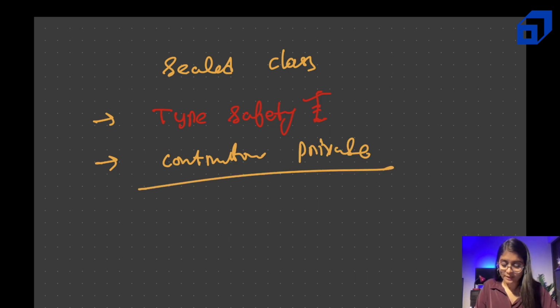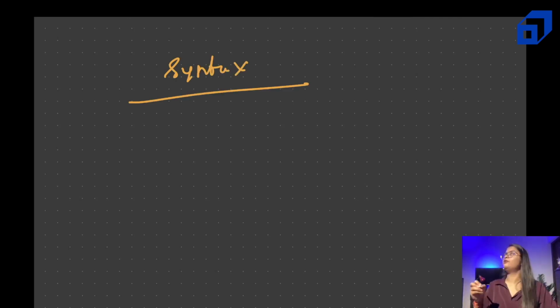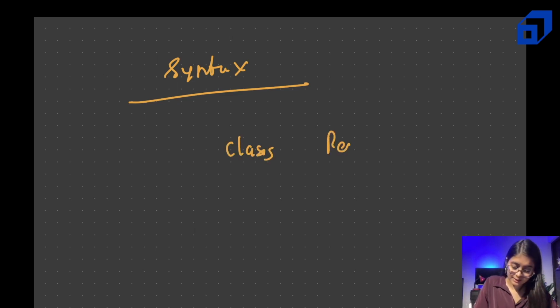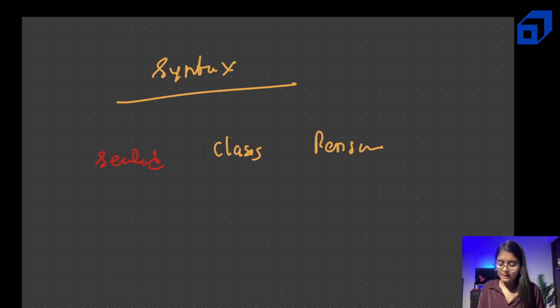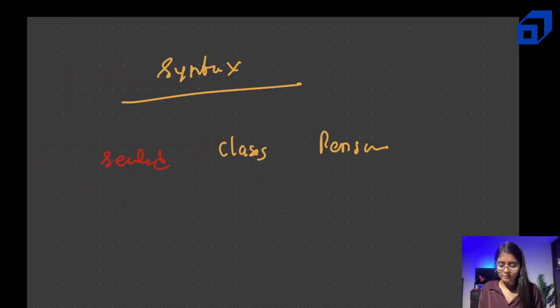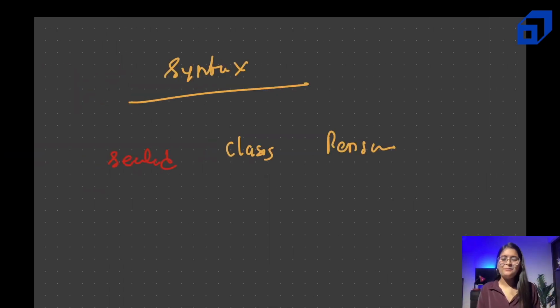And if you want to understand the syntax of sealed classes, we just have to put an extra keyword while creating the class. So if we have class and then the name of the class is, let's say, Person, we will put just one extra keyword, and that is sealed. That will make sure that the class is a sealed class. Not very commonly used, but yes, it's good to know these important terms and keywords in Kotlin.